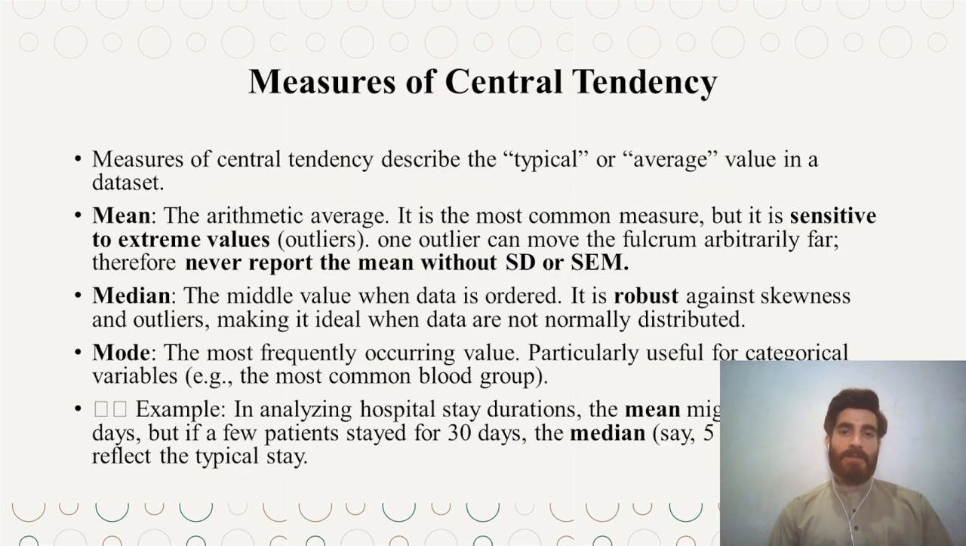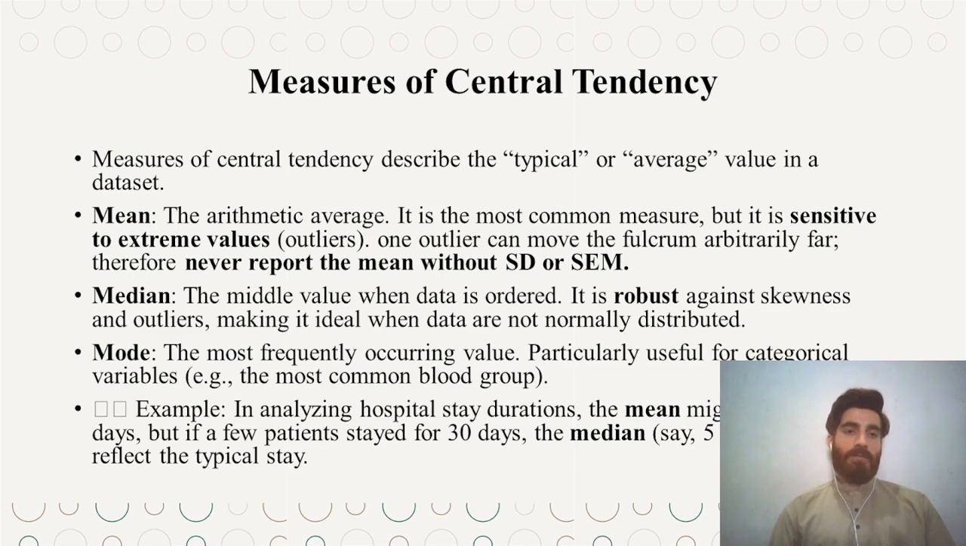So there are some measures in descriptive statistics. The first are the measures of central tendency. There are three measures of central tendency: mean, median, and mode. Mean is the average of all the data, and median is the middle value, and mode is the most frequently occurring value in data.